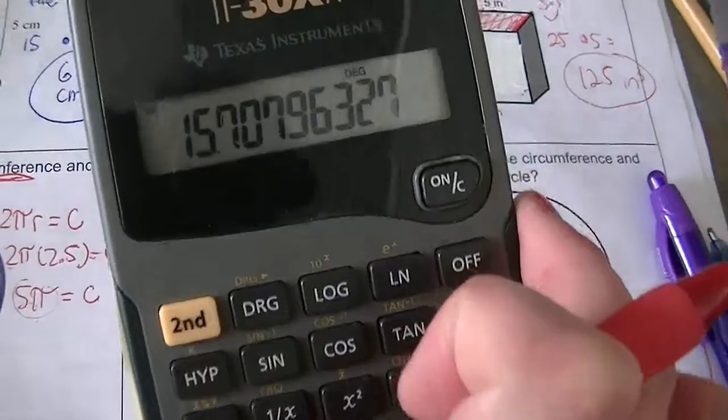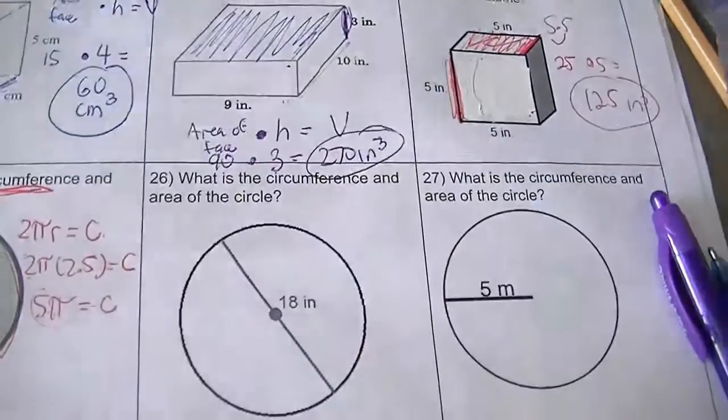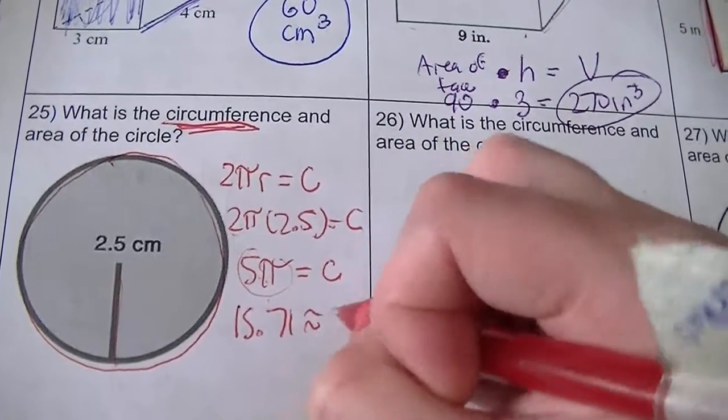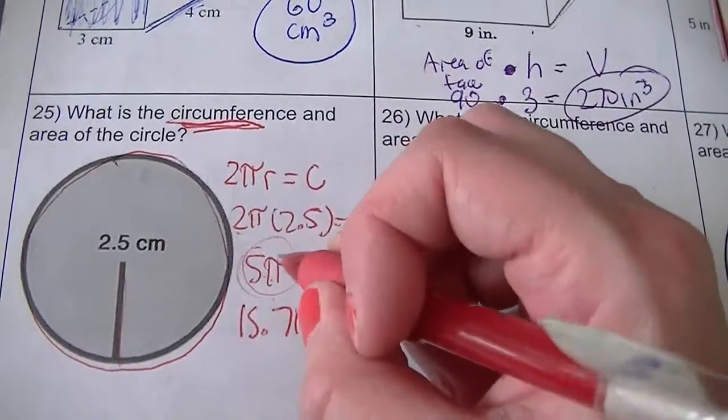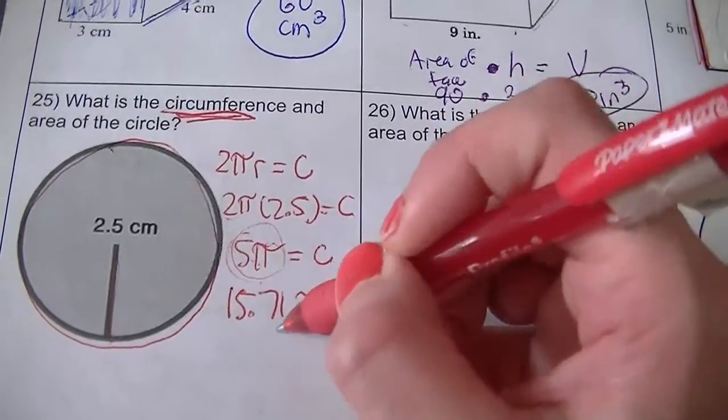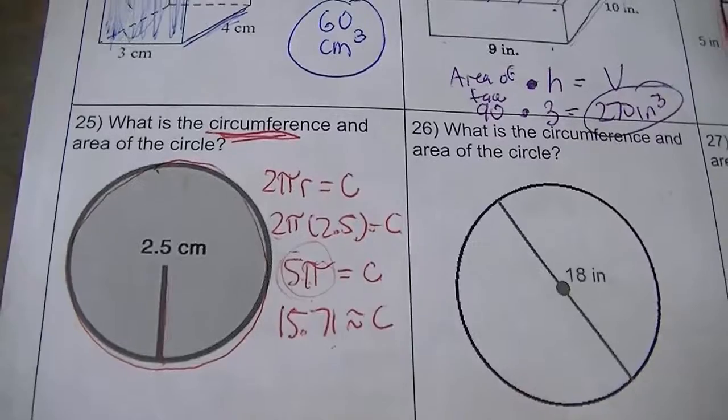Okay, and we round to the nearest hundredth, so 15.71 approximately is the approximate circumference, but this right here is the actual answer, the most exact answer, okay? I'm sure this one's acceptable simply because the directions didn't specify.